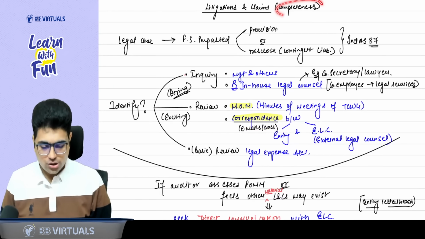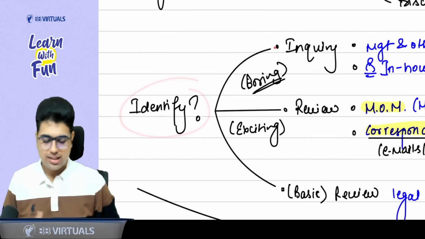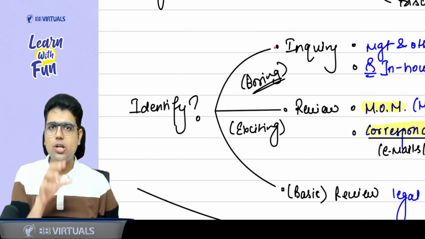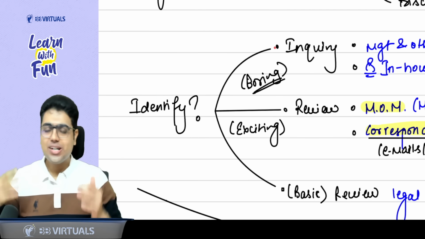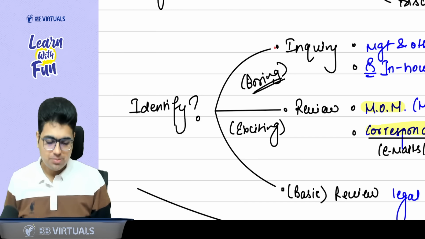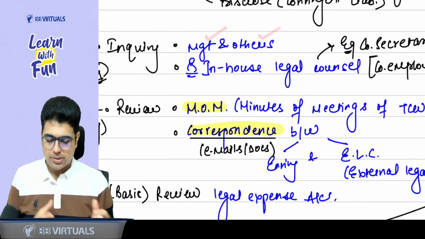Now, how do I ensure the completeness of all the legal cases? How do I identify the legal cases? Sir, you will not get to know it randomly. You need to ask about it. You need to ask about the legal case to the management. That is called inquiry. So you do the inquiry with management and other people in the entity.